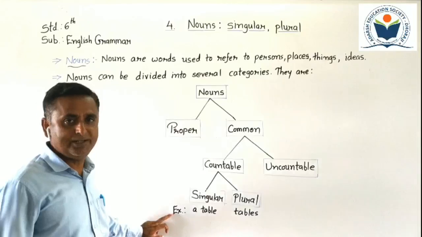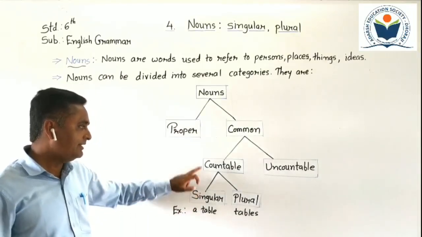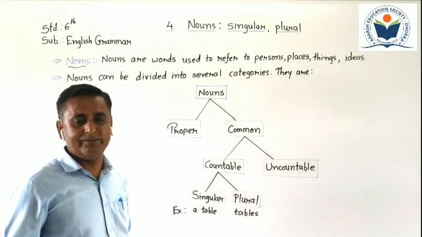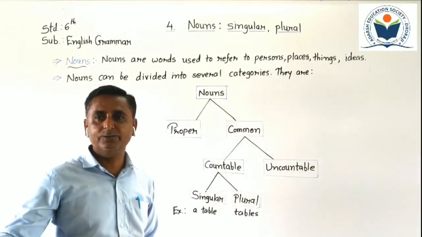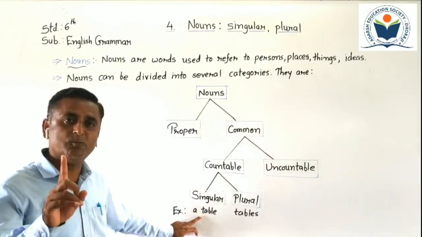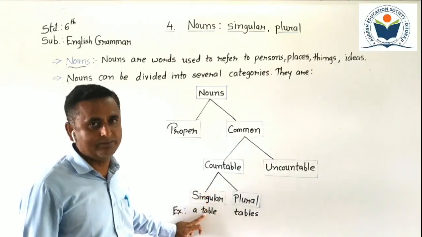Here an example is given. See, a table. A table is a countable singular noun because we can count tables. One table, two tables, three tables, like that. So here we are talking about only one table. So a table is a singular countable noun.